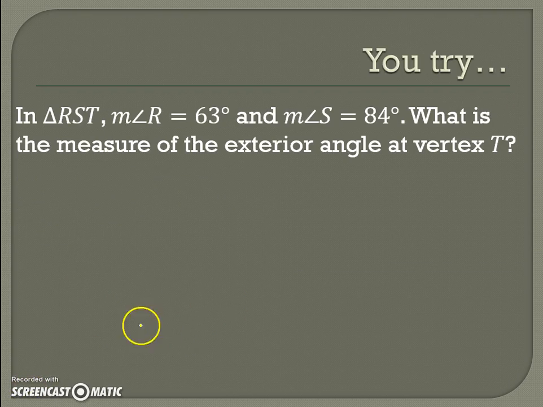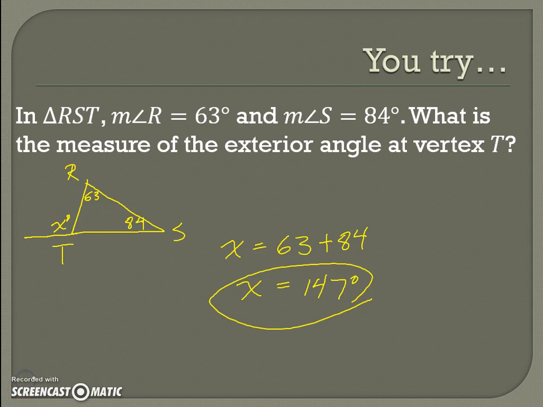Here's one for you to try. The answer will be up in 3, 2, 1. All right, here's what I got. I encourage you to draw a picture for these. It just makes it a lot easier to visualize. So again, draw a picture, it makes it easier to see. I got 147 degrees for that missing angle.